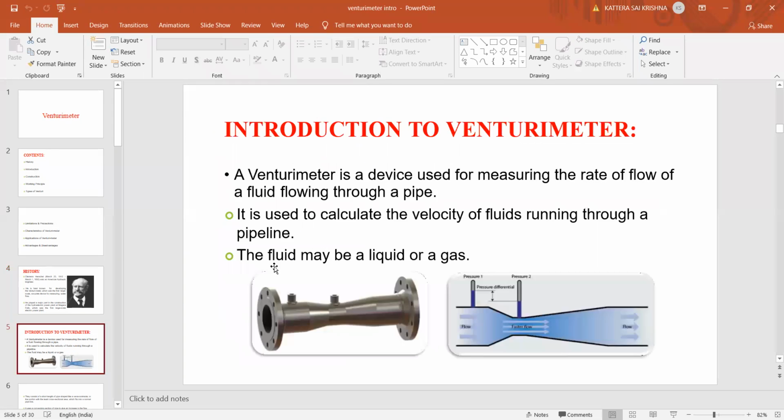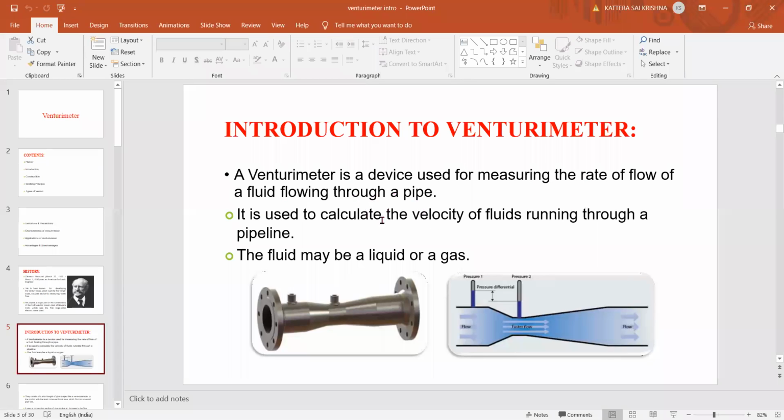So next, while coming to the introduction of venturimeter, first we need to know what is the purpose of that. So venturimeter is a device used for measuring the discharge of fluid flowing through a pipe. Rate of flow or discharge, both are same. So how much volume of water or how much volume of fluid is flowing per second, that is called discharge or rate of flow, right? So this discharge is denoted by the symbol capital Q.